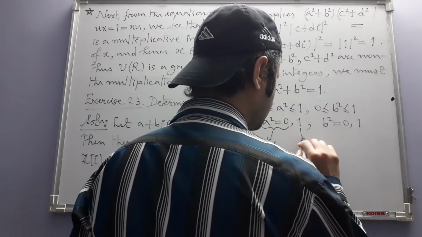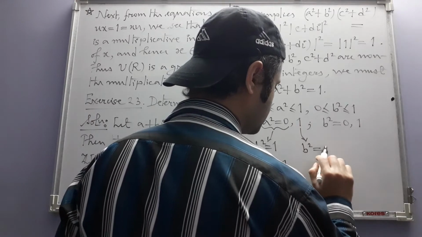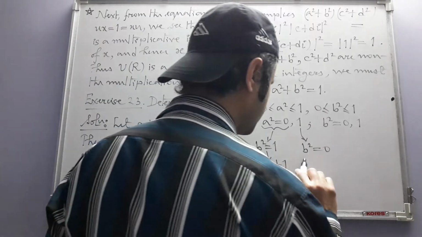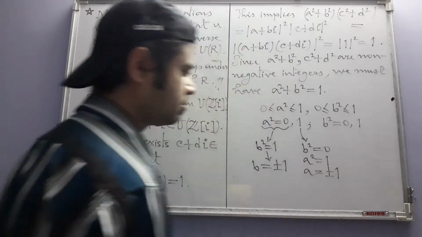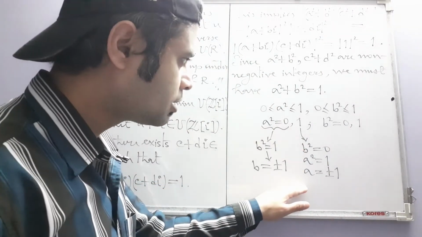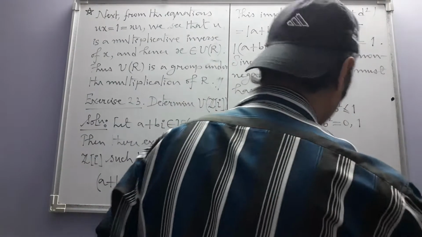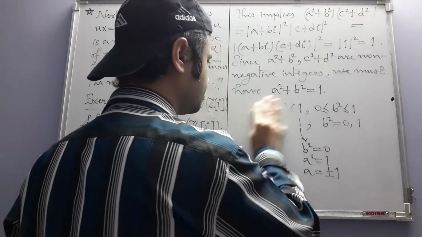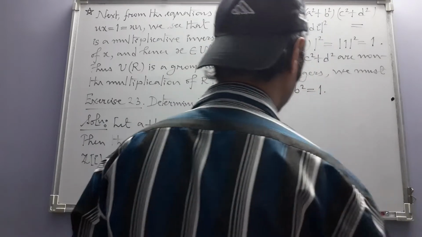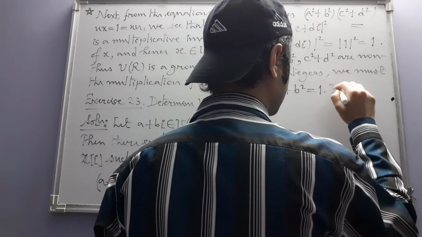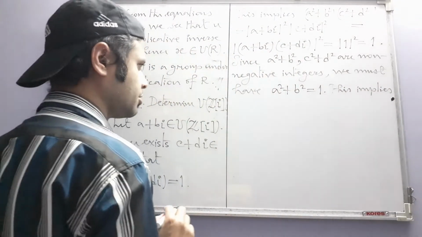If a square is equal to 1, then b square is equal to 0, but in that case, since a square is 1, a is either plus 1 or minus 1. And in these two cases, these are also included. So we see that from this equation, we get these 4 possibilities.